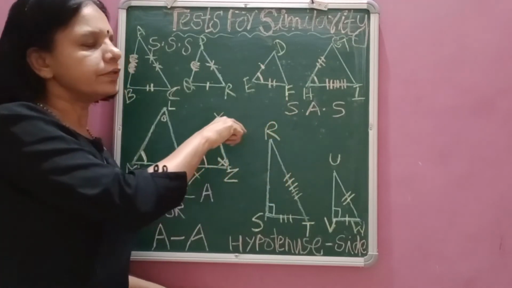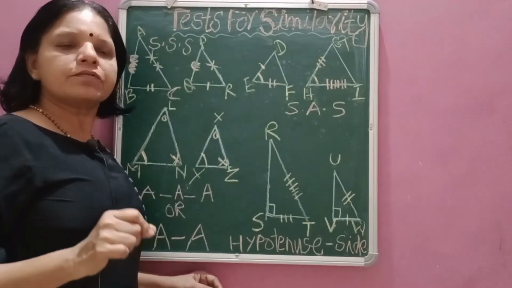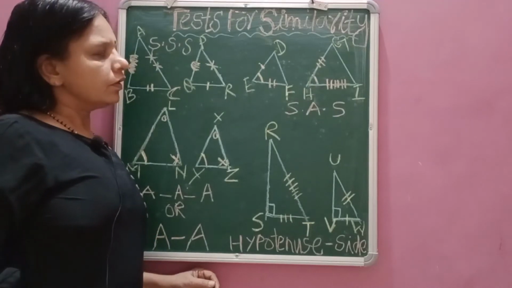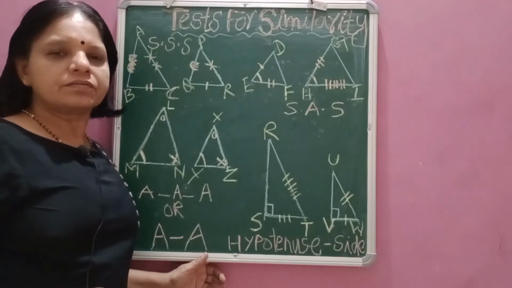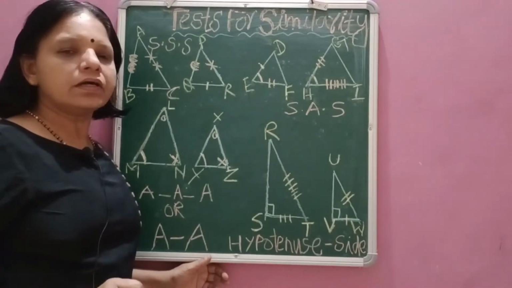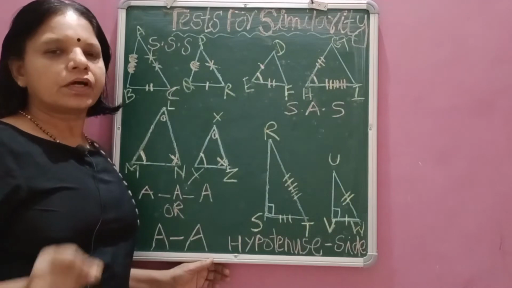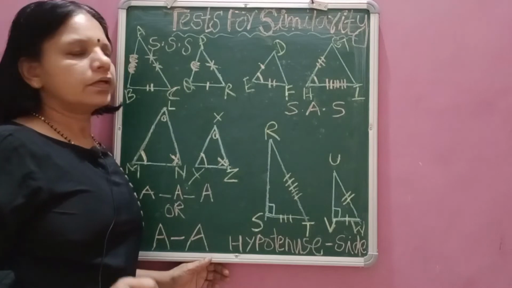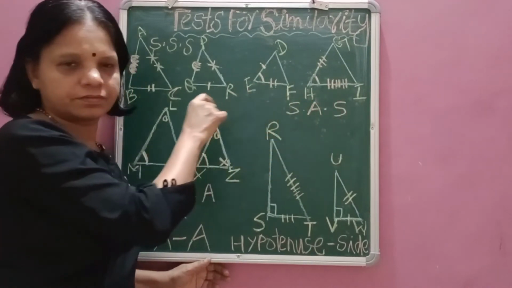So how to define this test? In 1-1 correspondence between the vertices of 2 triangles, if 2 of the corresponding sides are proportional and the angles included by them are congruent, then the triangles are similar by SAS test.